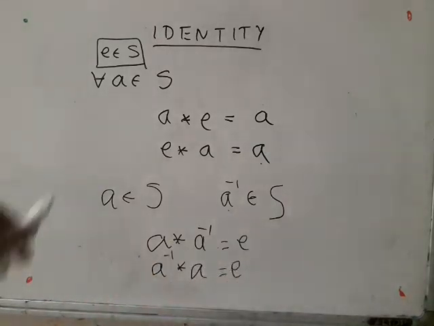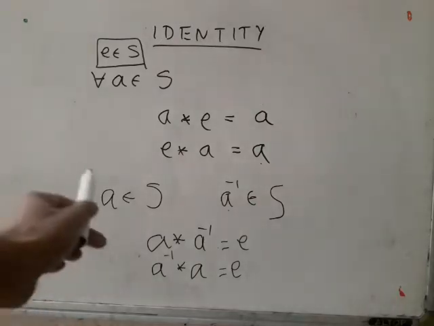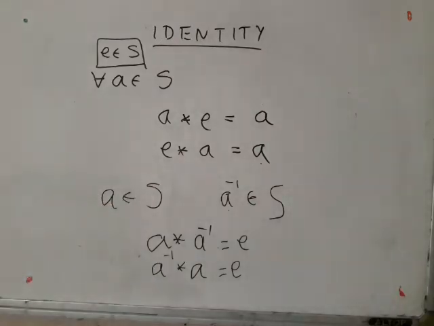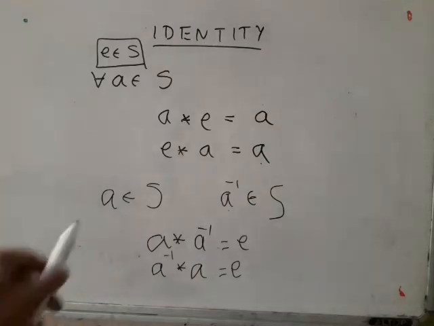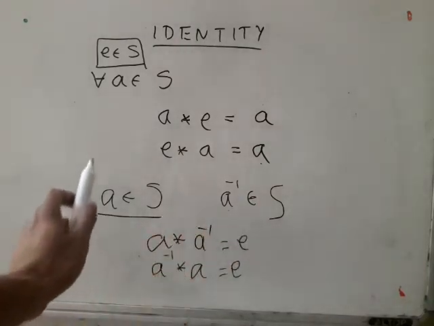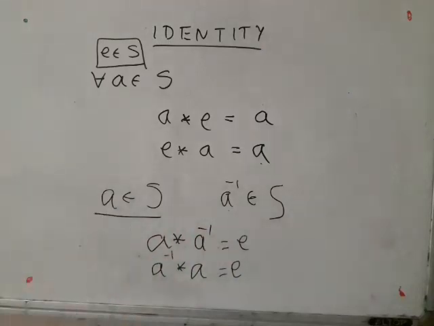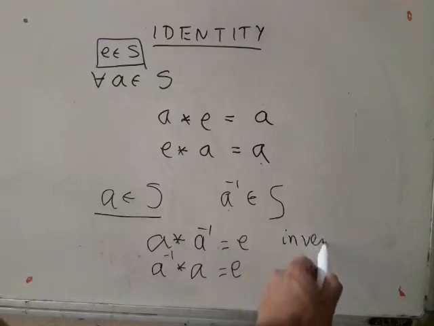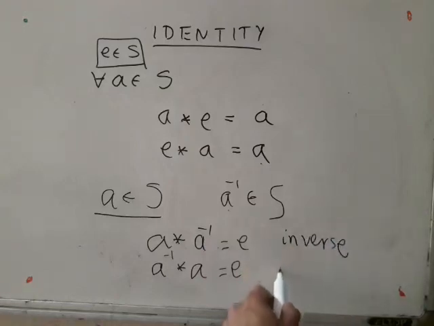Now I have not put a for all here. If that is the case, I will be very happy, because then every element has an inverse. But it is quite possible that certain elements have an inverse and certain others do not. So if some A has this property, I will say A has an inverse, or we'll call A invertible.